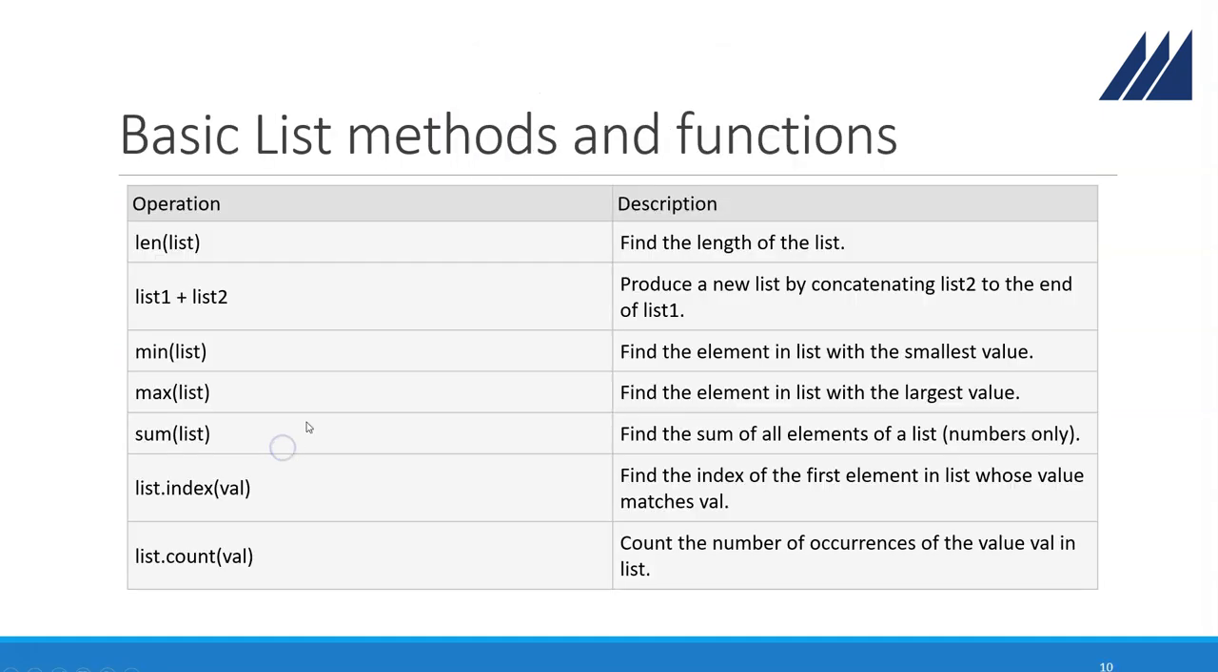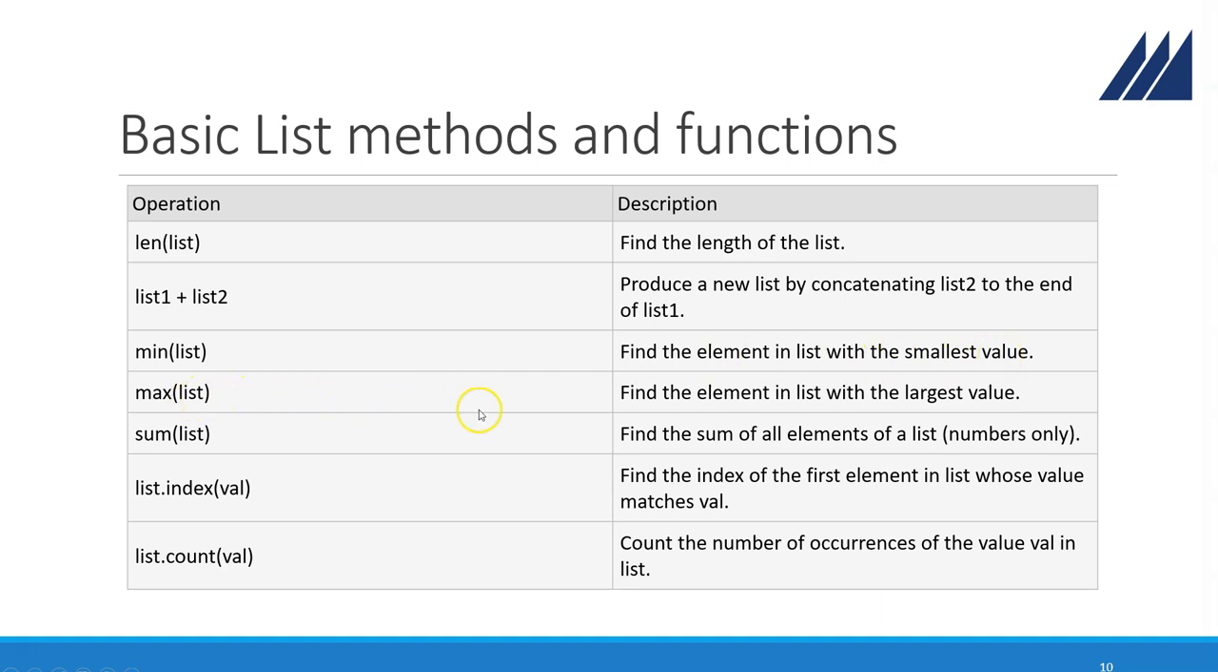Here are some basic methods and functions that we can use. We saw how we can use the length. If I have 2 lists and I want to add them together, I can simply use the plus sign. There is another function that I can use, which is called min, short for minimum. This one will find the element in the list with the smallest value. If I have numbers, it's going to find the smallest number on my list. If I have strings, it's going to find the smallest string, based on alphabetic order.